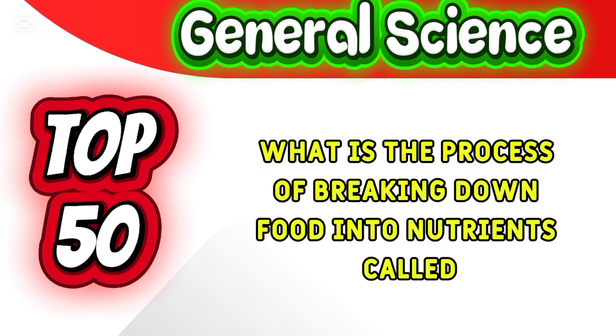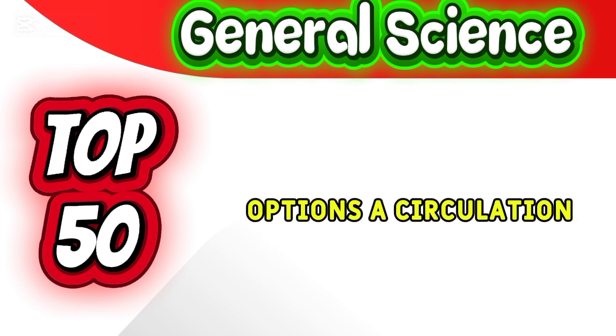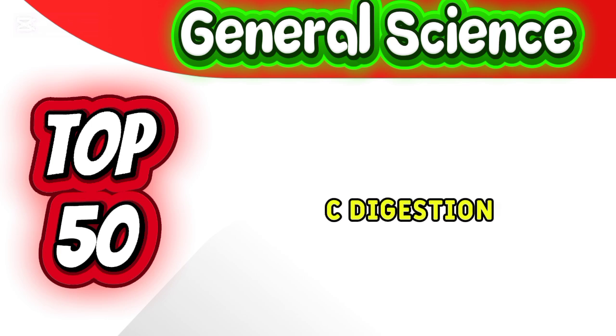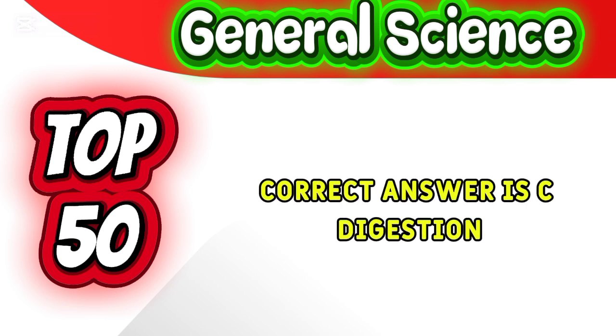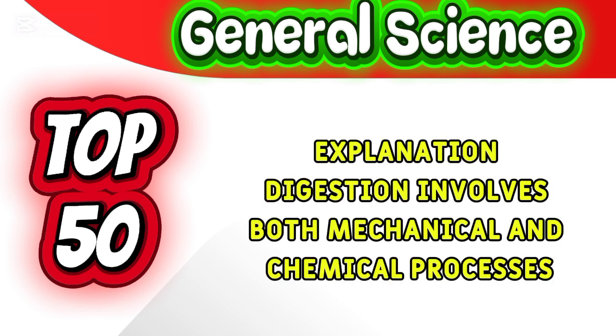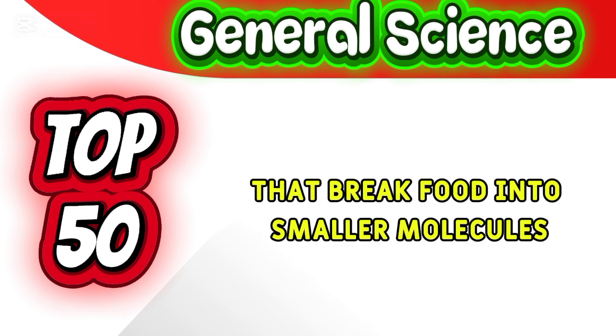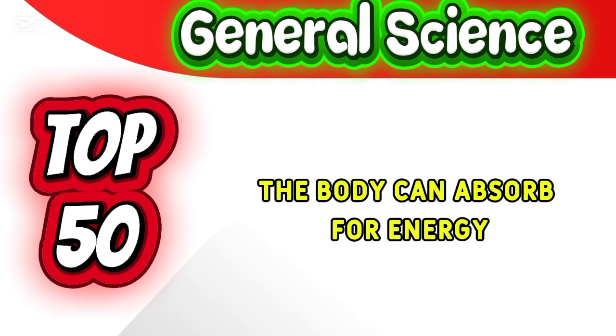30. Question: what is the process of breaking down food into nutrients called? Options: A, circulation; B, respiration; C, digestion; D, absorption. Correct answer is C, digestion. Explanation: digestion involves both mechanical and chemical processes that break food into smaller molecules the body can absorb for energy.